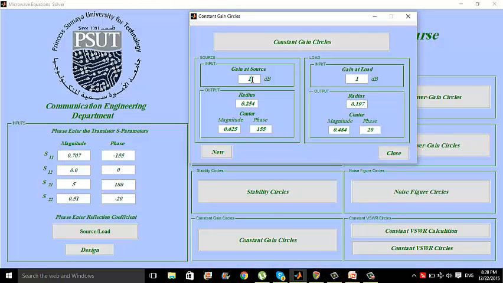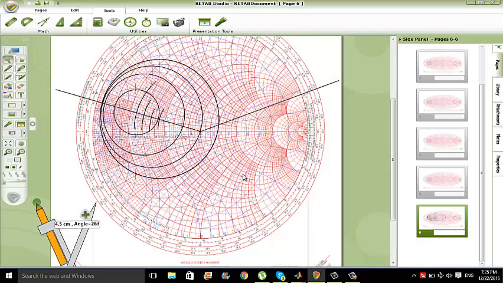Now we will go back to the calculator and calculate the radius and the center of 1, 0 and minus 1 dB. We put in 1 and get the values, 0 and get these values, and we put in minus 1 and get these values. We go back now to the Smith chart, and this is our final result at the source.